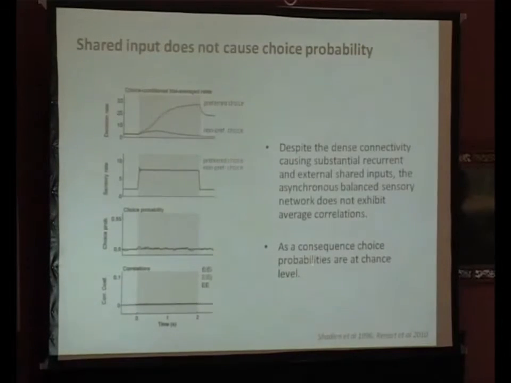So why is this the case? The sensory network is operating in an asynchronous mode. It's a balanced network, and even if there's a large fraction of shared inputs, this network does not generate strong correlations. This is very similar to what has been described by Renart et al., even if there's some competition, and it's true if there's not very strong competition in the sensory circuit.